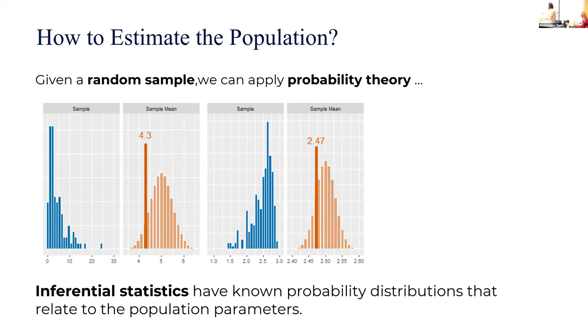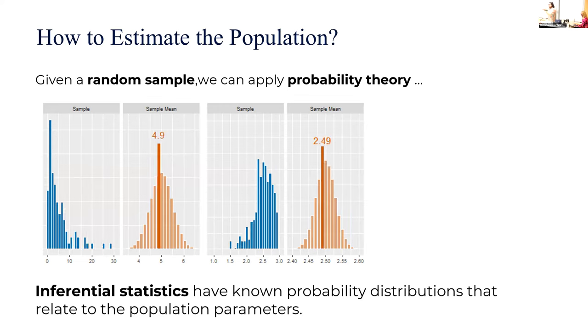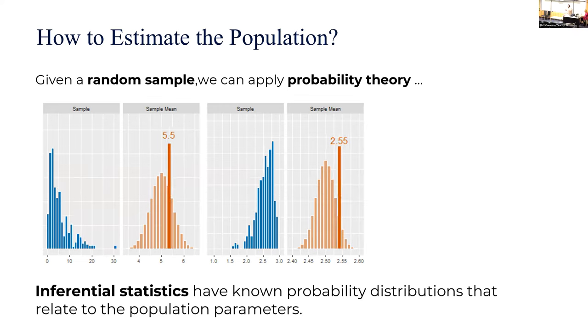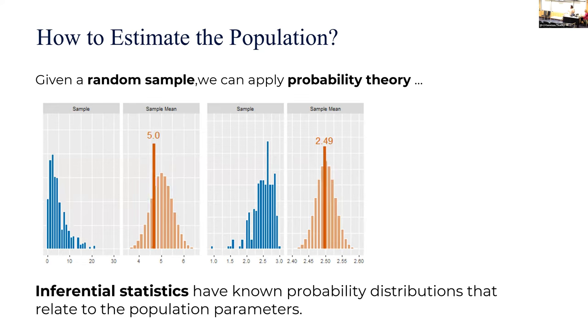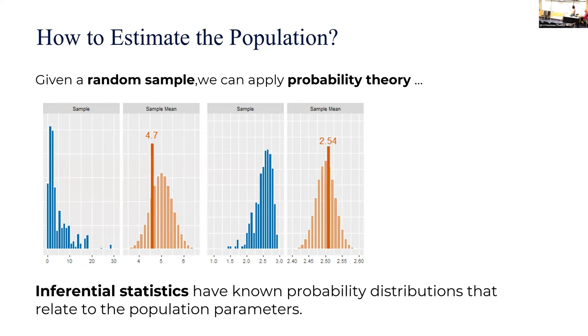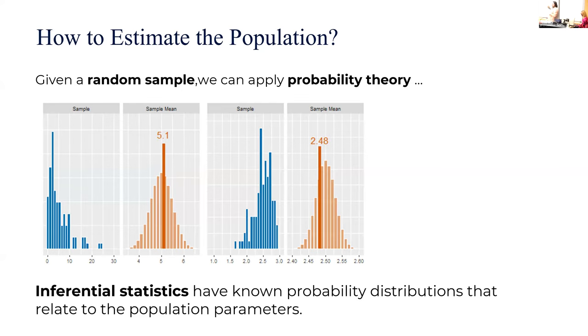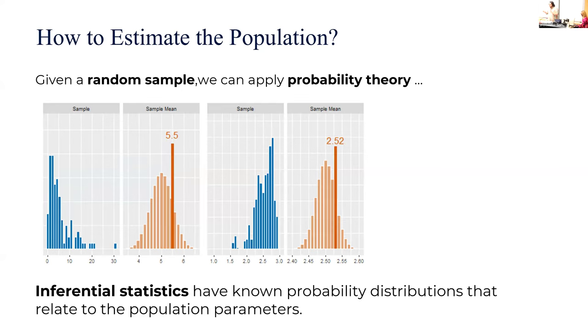So if we were to run the experiment 10 times and then plot the sample mean each time, it'll end up looking like a normal distribution. And so we don't actually need to know the distribution of the data, sometimes we do, in order to make valid inference on that broader population, which I think is really cool.